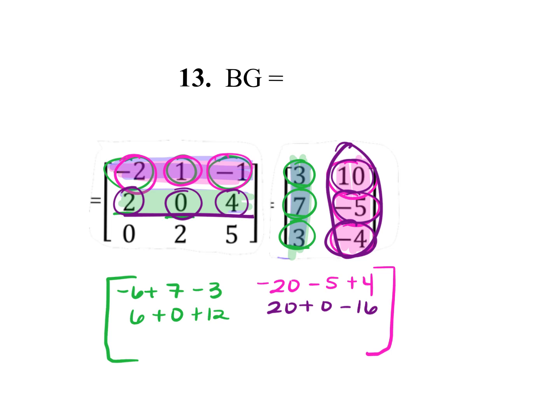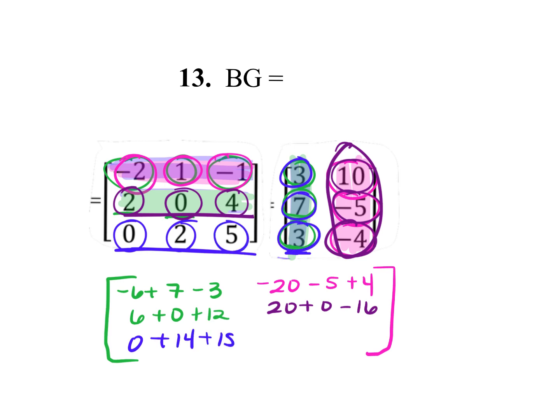And then the last row, first column, so 0 times 3 is 0. 2 times 7 is 14. 5 times 3 is 15. And then last row with the last column, 0 times 10 is 0. 2 times a -5 is a -10. And then 5 times -4 is a -20. You can just subtract those.